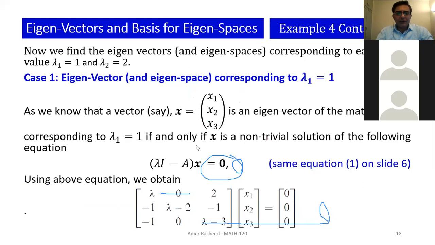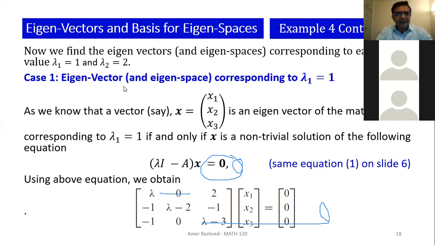Now, the geometric multiplicity of lambda 1 depends on how many vectors corresponding to lambda 1 we can find. We'll discuss it with the help of example 4, then you will understand more, I think. Then you can ask me any question if you still have any confusion about algebraic and geometric multiplicities. Okay, I hope.